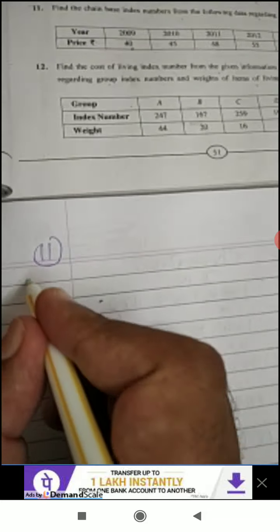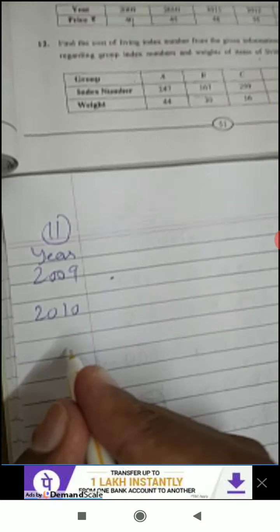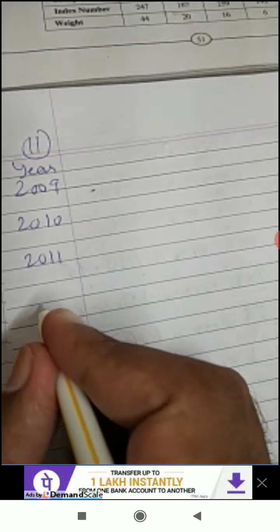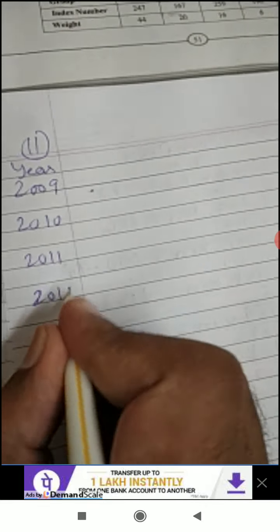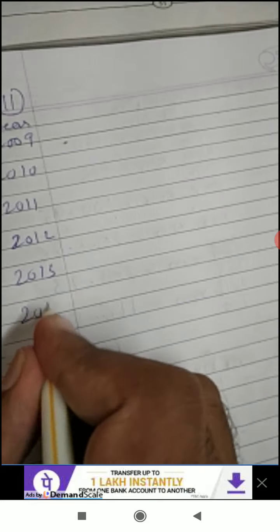So year is given here, and that is 2010, 2011, 2012, 2013, 2014.